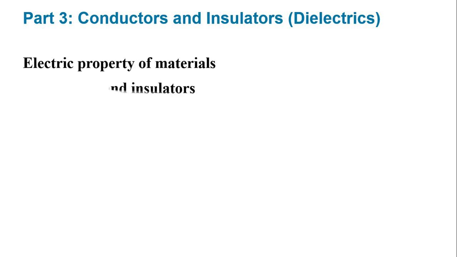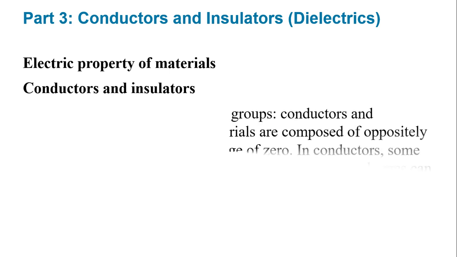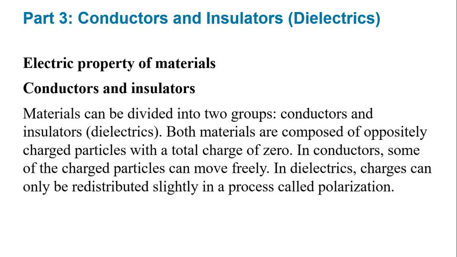Electric properties of materials, conductors and insulators. Well, that was a horrible choice for animation. Material can be divided into 2 groups, conductors and insulators, or dielectrics. Both materials are composed of oppositely charged particles with a total charge of 0.